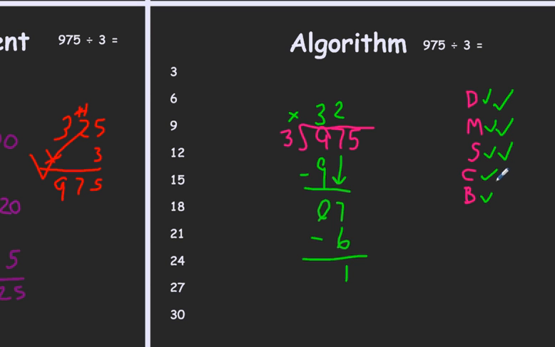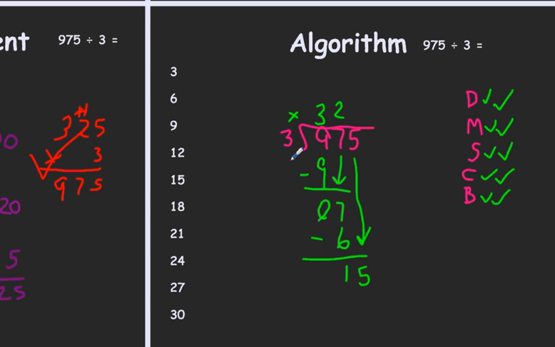And check. Is 1 less than 3? Yes. So I can check that check. And then bring down the 5. My last one to bring down. And I'm going to do it a third time. Since there's 3 digits, I'm going to do it a third time. So my next step is to divide.